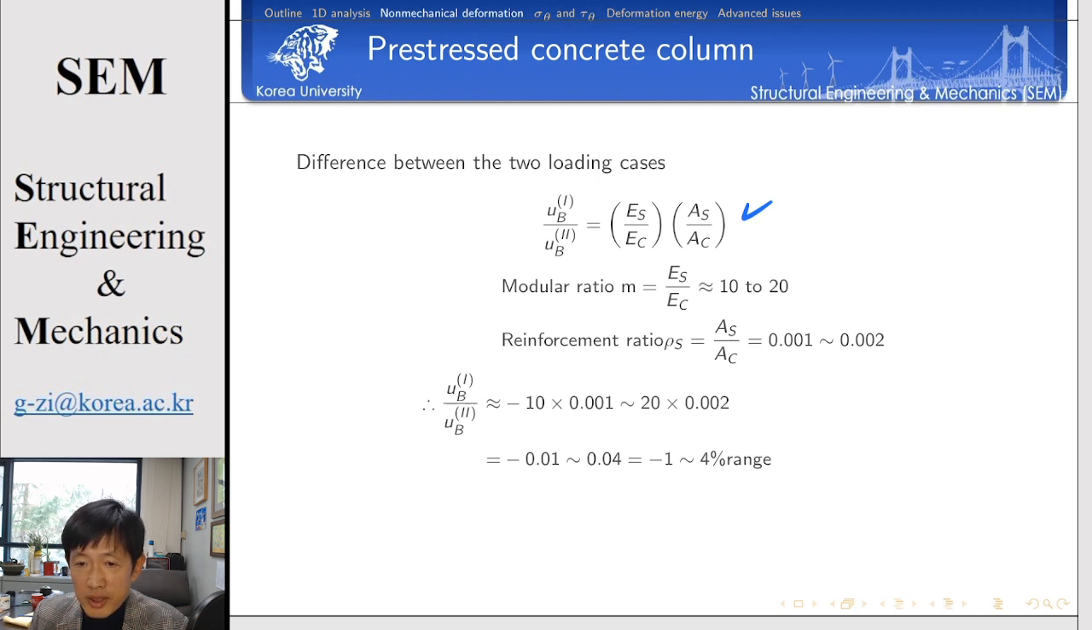If you plug these numbers into the first equation, we obtain a relative dimensionless displacement of about minus 0.01 to 0.04, which means from 1 to 4%. So the magnitude of displacement in case 1 is much smaller than in case 2, but the sign is different. That means if you introduce prestressing to the column by introducing non-mechanical strain to the prestressing tendon, the length change is smaller than in the second case. Okay, that's all. If you have any questions, please let me know.